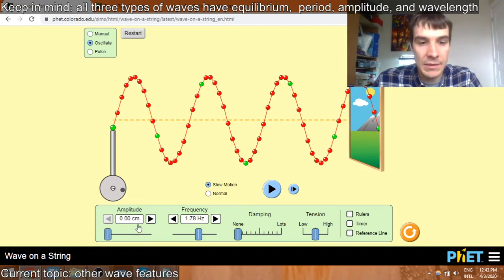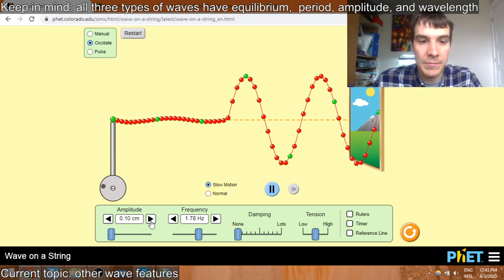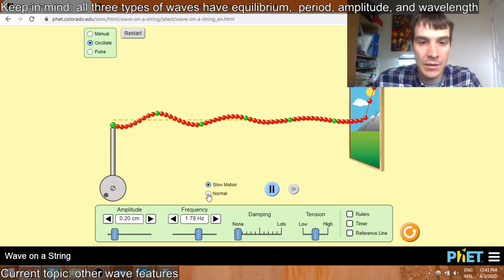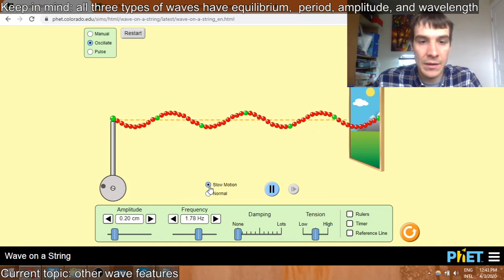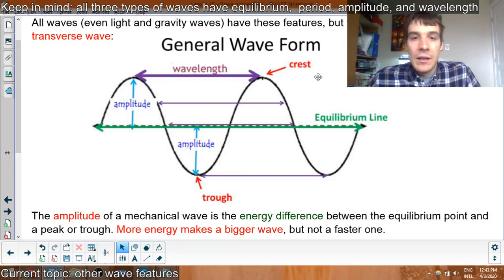If I bring down the amplitude to something very small, maybe not that small. So I'll go a bit faster here. All right, one, two, three waves fit. So it's the same wavelength, even though we've changed the amplitude. The amplitude does not affect how fast the wave travels in general. So that's the amplitude.